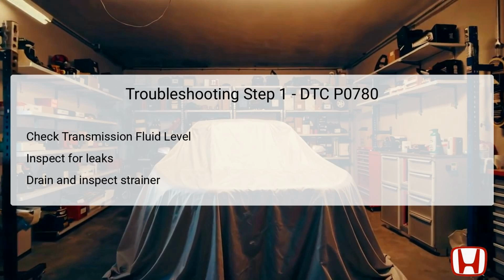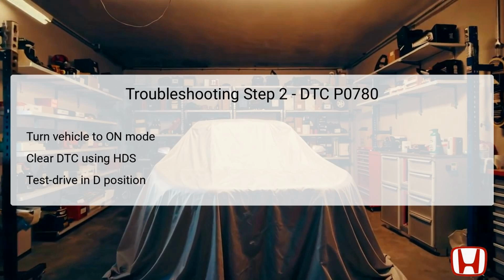Based on findings, if metal debris or excessive clutch material is present, the transmission may need replacement due to significant damage. After examining the transmission fluid and its state, move on to the next step in the troubleshooting process for DTC P0780. Begin by turning the vehicle to the on mode using the ignition switch. This allows the onboard diagnostic system to be accessed.